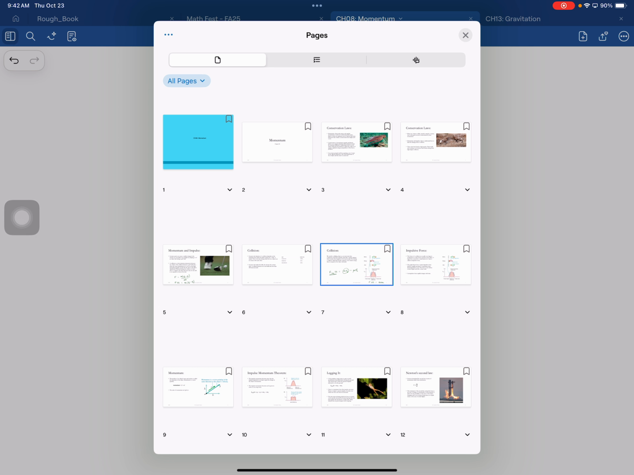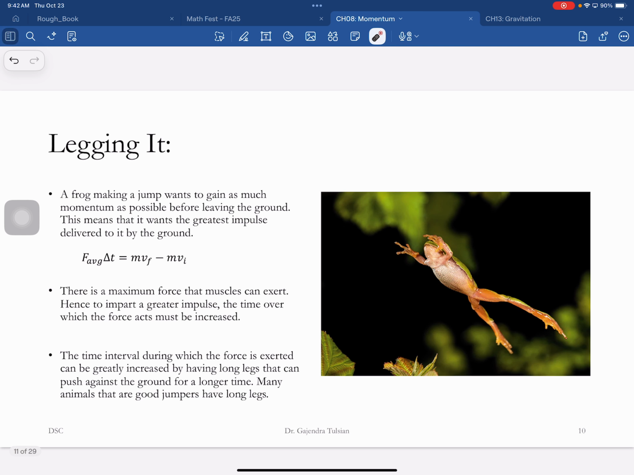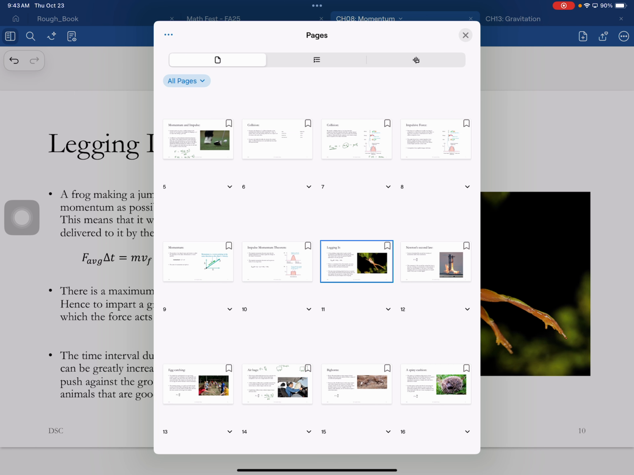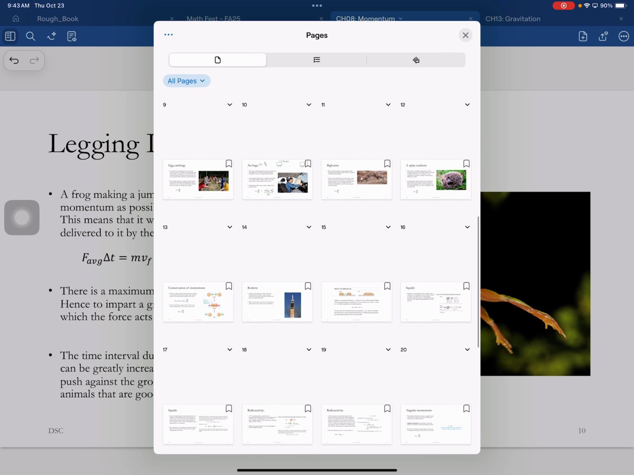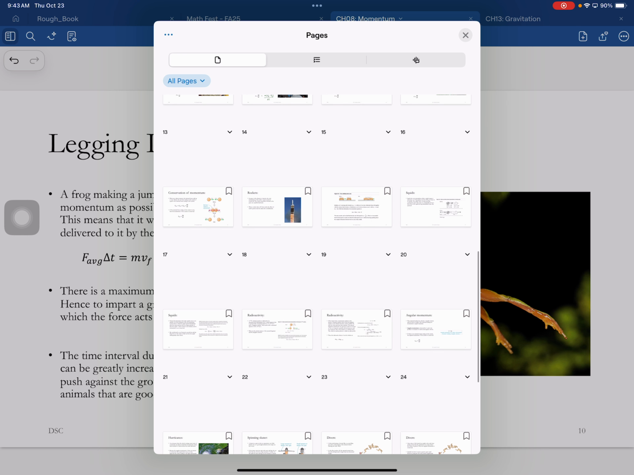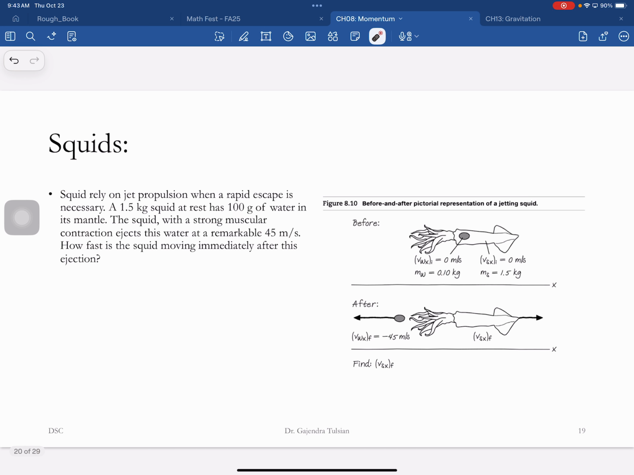Actually, rather than the rocket, let me show you the squid example. So we'll look at this example. What we're looking at is when there's no force acting on the system, then final momentum is equal to initial momentum. That is m v final equal to m v initial.